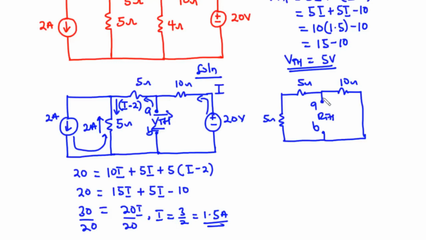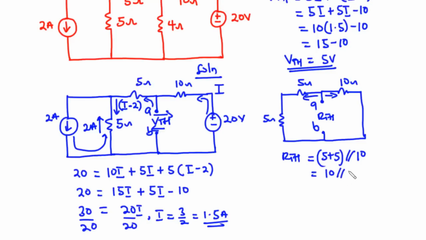We have part of the current flowing through this direction and the other part flowing through that direction. The current flowing through this 5 ohm resistor will be the same current that flows through this 5 ohm resistor, which clearly means that these two resistors are connected in series and their combination is connected in parallel with this 10 ohm resistor. Therefore we have RTH equal to 5 plus 5, that is the two series resistors, in parallel with the 10 ohm resistor.